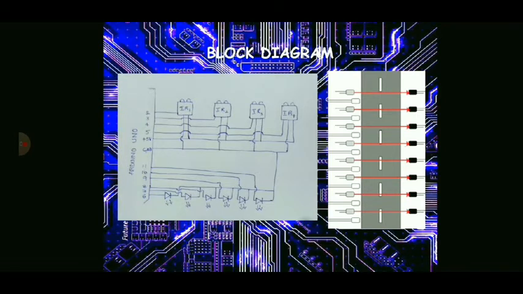But for the LEDs, all the positive pins are connected to the Arduino directly and the negative pins are all grounded. As you can see here, the positive pin of the first LED is connected to the 6th pin of Arduino. The second LED's positive pin is connected to the 7th pin of Arduino. Similarly, other LEDs as shown in this block diagram.